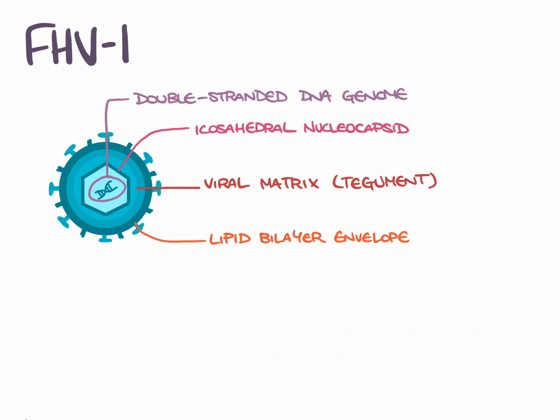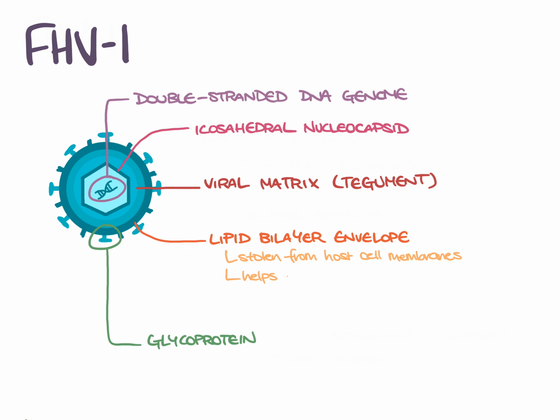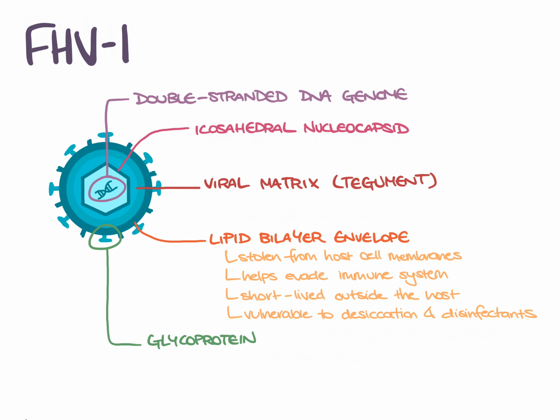FHV1 features a double-stranded DNA genome, an icosahedral nucleocapsid, a viral matrix, also called the tegument, and a lipid bilayer envelope studded with glycoproteins. This envelope, stolen from host cell membranes, helps FHV1 evade the immune system, but also makes it short-lived outside the host, vulnerable to desiccation and disinfectants. The glycoproteins facilitate host cell attachment and invasion, and thus determine tissue tropism.